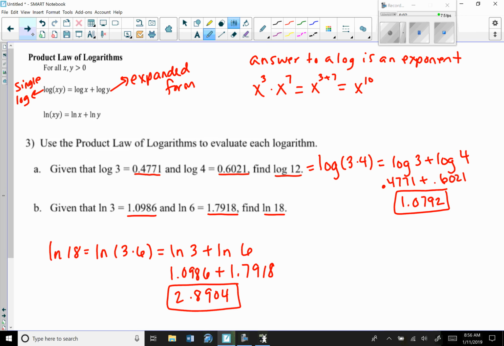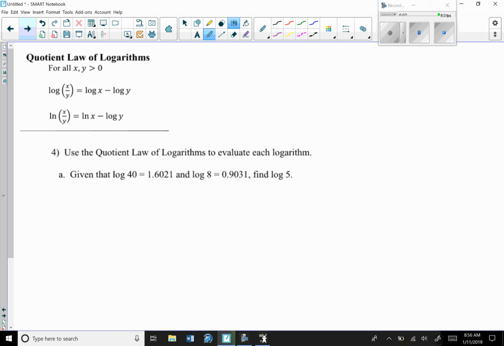So let's go ahead and look at the next one. So the quotient law of logarithms, if you have the log of x over y, it's equal to the log of x minus the log of y. Same thing for the natural log. And again, if you think about dividing two numbers with the same base, if we think about this in exponential form, this is really x to the power of 7 minus 3, because when we're dividing something with the same base, we subtract the exponents. So this would be equal to x to the power of 4. And so that's kind of where this quotient law of logarithms comes from.